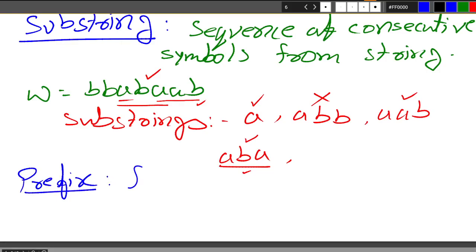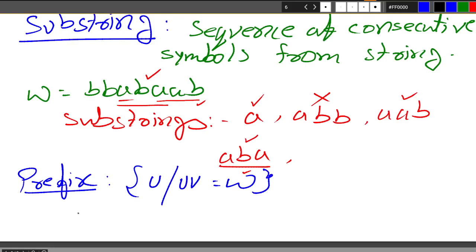What is a prefix? A prefix is a string which is before another string to form a whole string, right? U is before V to form a whole string W.